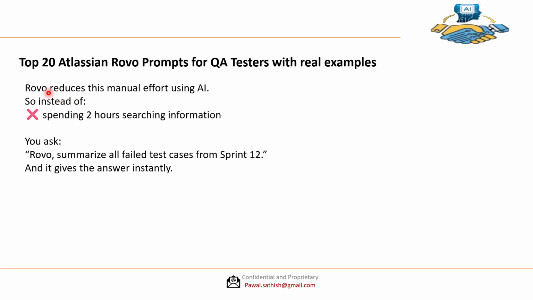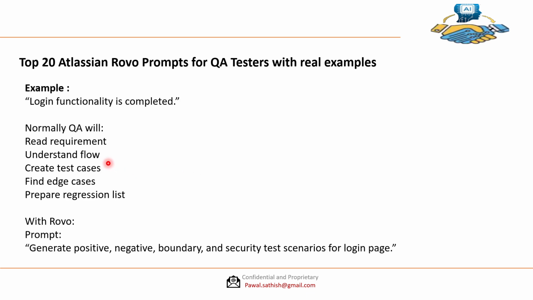Rovo reduces this manual effort using AI. Instead of spending 2 hours searching for information, if you ask Rovo to summarize all the failed test cases from sprint 12, it gives the answer quickly. Within a minute, you will get the result, and that way it increases our productivity. Next we'll see Rovo's key features, but before that we'll take one example.